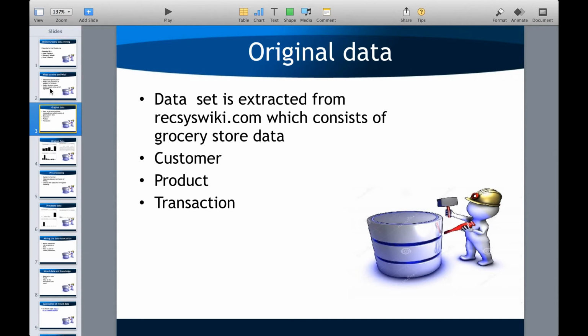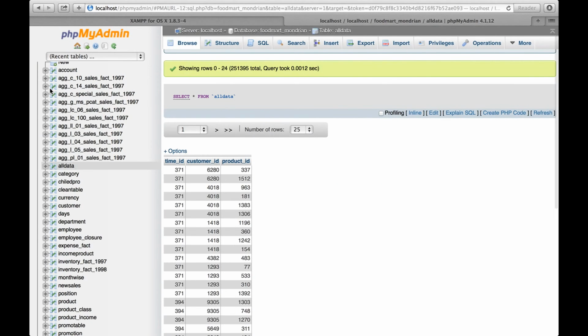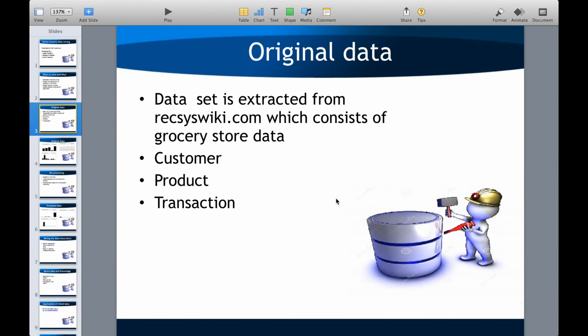In order to perform data mining, we selected a dataset after thoroughly reviewing a large number of them, keeping in consideration the consistency and the interoperability of the tables of the dataset. The dataset selected was from resiswiki.com. This dataset is of a grocery market. As we can see in this slide, we are going to show the tables customer, product, and transaction. Those are our main tables.